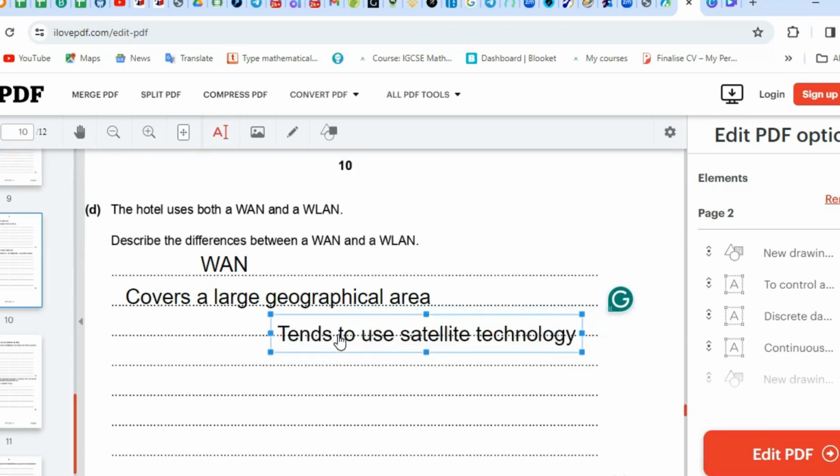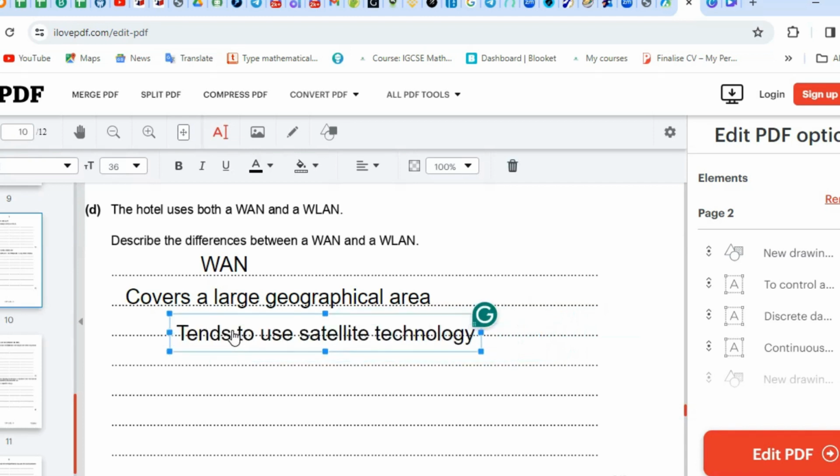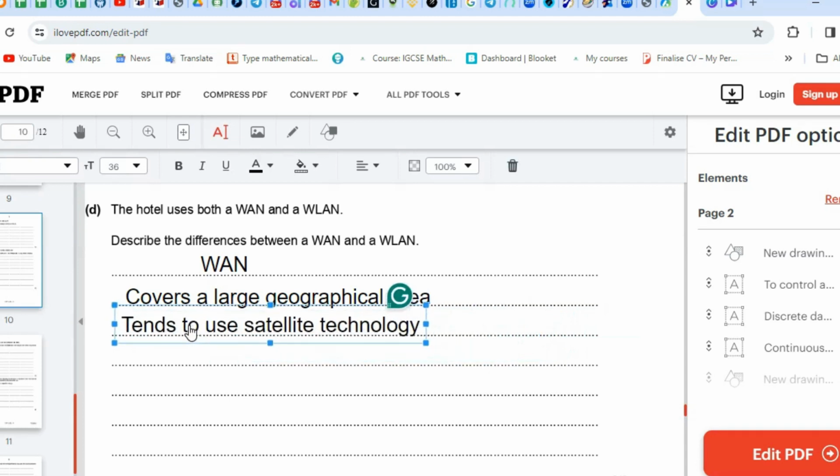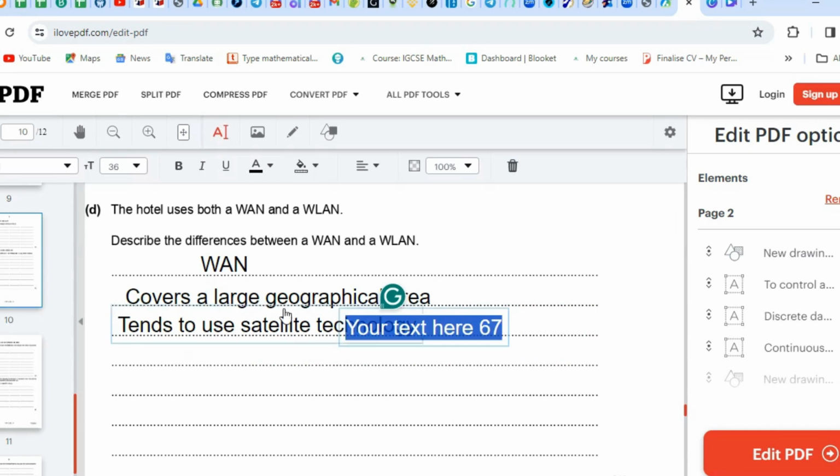Now let's look at WLAN, which is the wireless local area network. And I said it means wireless local area network. So what does it do?